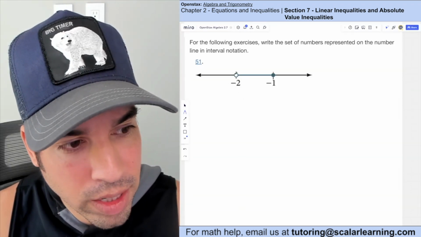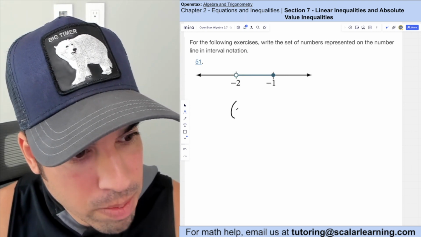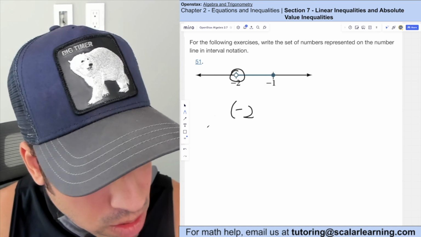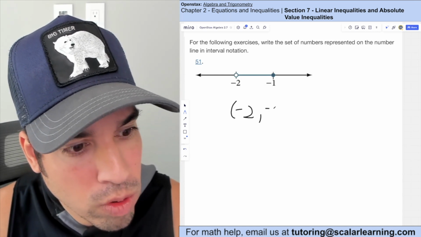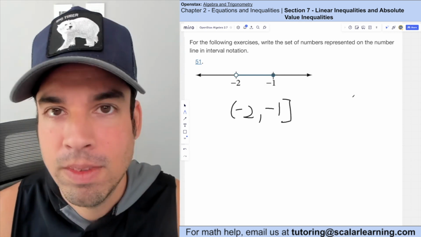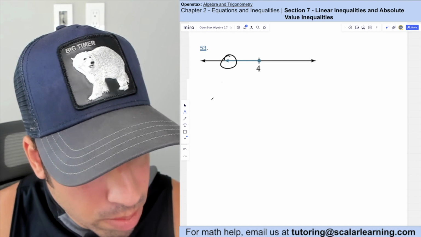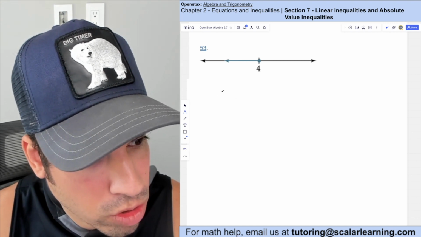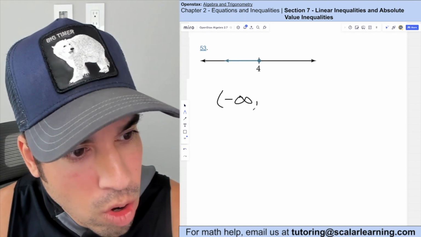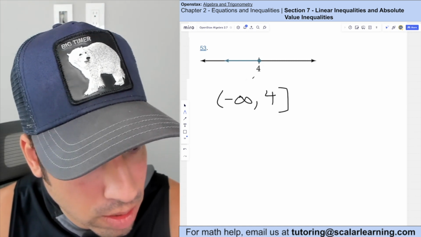So here we're converting this solution set to interval notation. So this is everything from -2, but not including -2 because of the open circle, up to -1, but we're including -1 because it's filled in, done. Here it looks like we've got everything all the way down to -infinity because that arrow just keeps going. So we're starting at -infinity all the way up to and including 4 because of the filled in dot, boom, done.